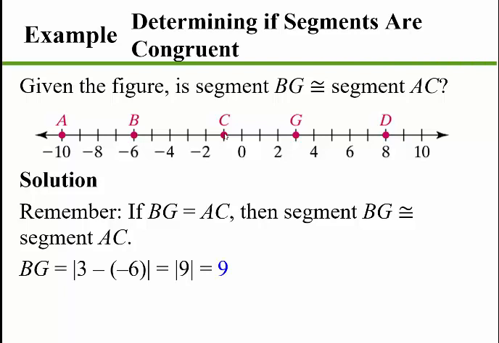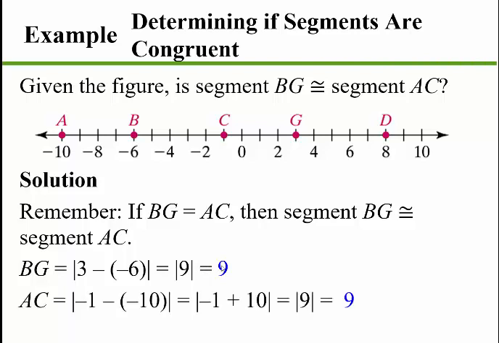So if we go through the distance formula with BG, G here is 3 minus -6, that becomes 9, so the absolute value of 9 is 9. And then similarly with AC, we start with C, which is -1, minus -10, which becomes -1 plus 10, which is 9. All right, so thus BG is equal to AC. Their distances are the same, so thus BG is congruent to AC.